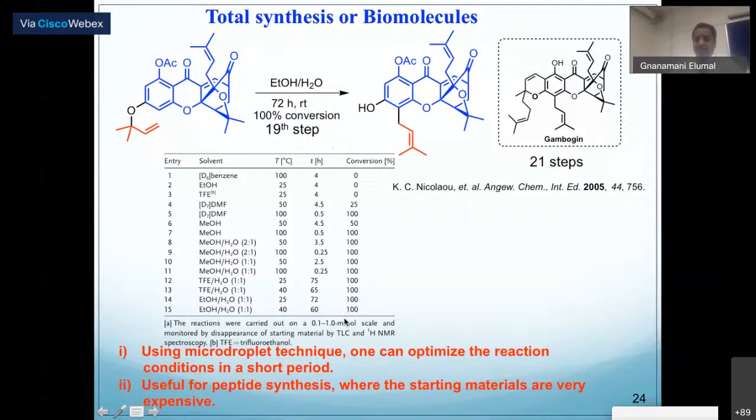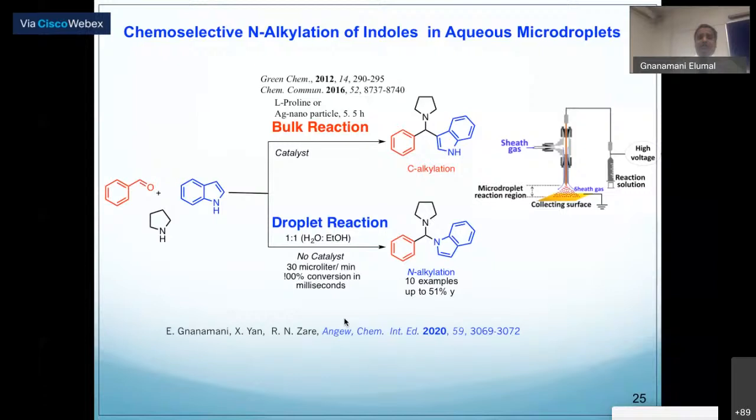Also, I have done one piece of chemistry using microdroplet chemistry. This is a three-component reaction. In the bulk reaction, various groups have published indole C-alkylation products. When they do the reaction with a silver catalyst or a proline-catalyzed reaction, they are able to get C-alkylation. But when we do the reaction with the microdroplet technique without any catalyst, we are able to achieve an N-alkylated product with moderate yield.